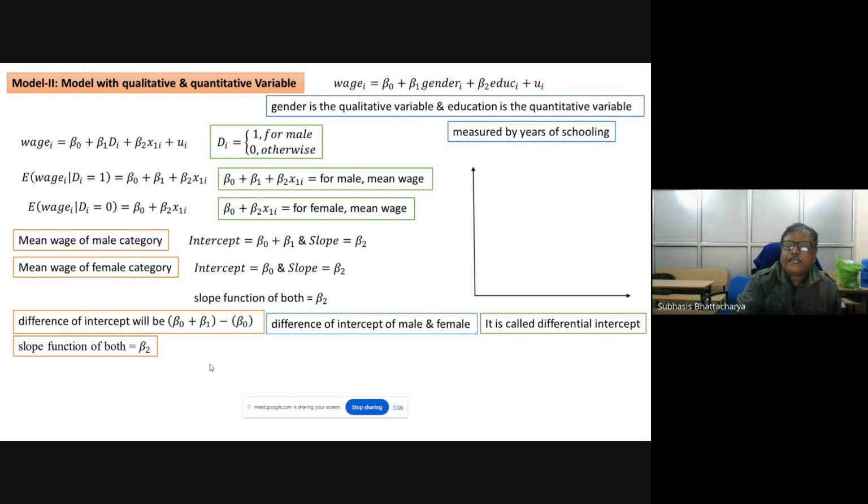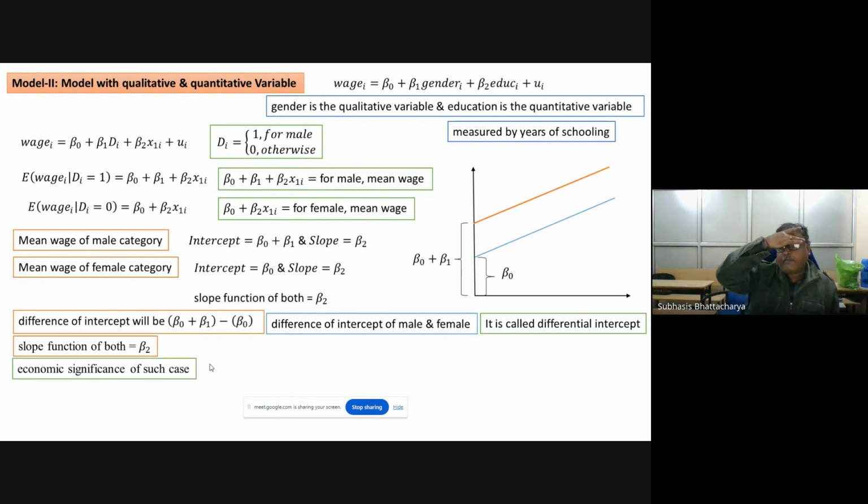So if we consider it in terms of the figure, how it looks like, suppose the blue line is the female wage, and the red line is the male wage. So you find that both lines are parallel. That means they are creating the same angle with the considered horizontal axis. That is, both the slope functions are equal to beta 2, but they have different intercepts. One has beta 0 intercept and the other has beta 0 plus beta 1 intercept, though they have the same slope.